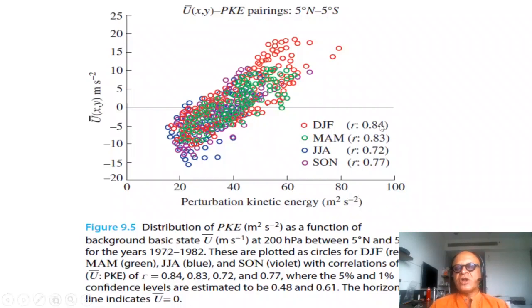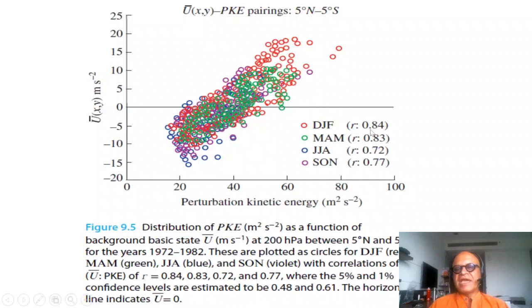And the correlations are quite significant, remarkably high: 0.84, 0.83, 0.72, 0.77, way above the 5% and 1% confidence levels. If you know statistics, you know what that means, but otherwise just take it that the basic state greatly affects the perturbation kinetic energy, which indicates the intrusion of the extratropical perturbations into the deep tropics, in all seasons.